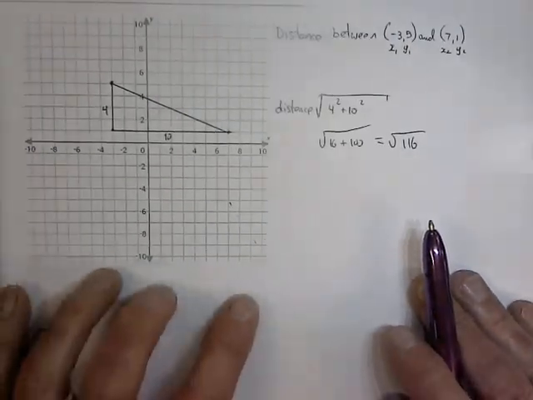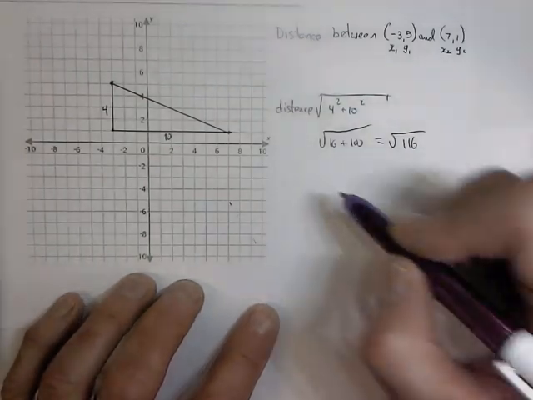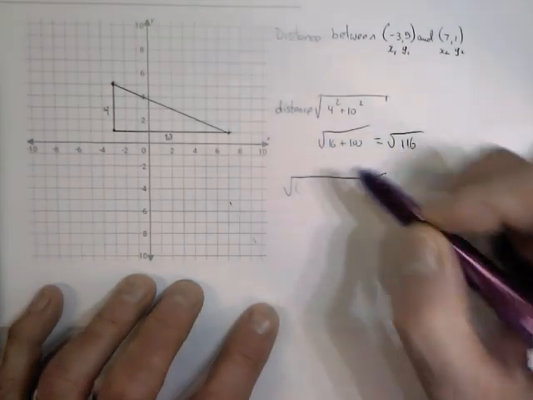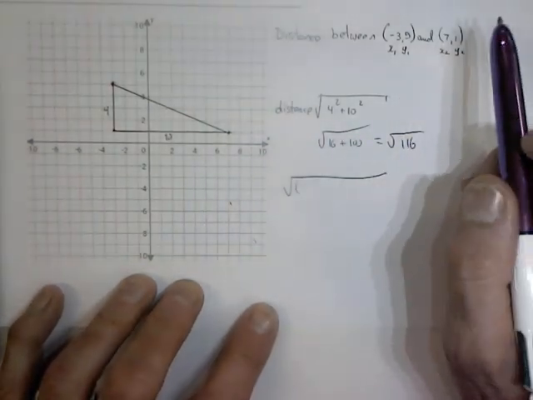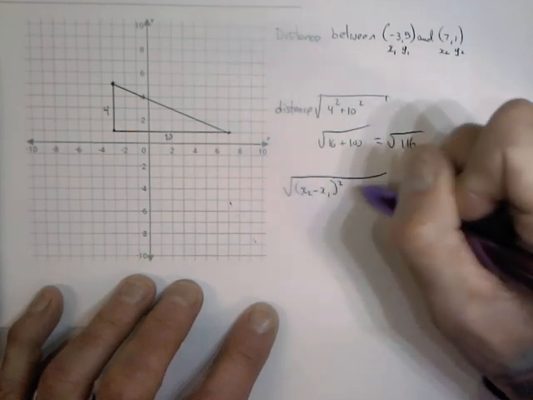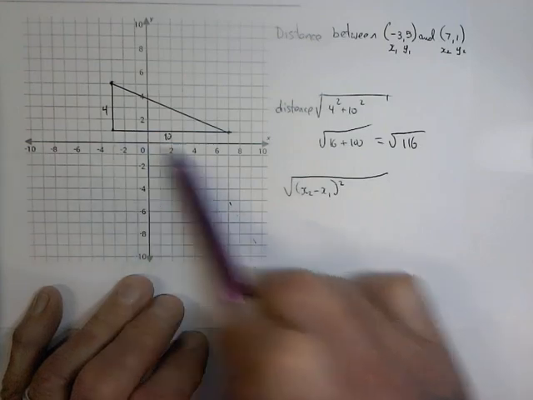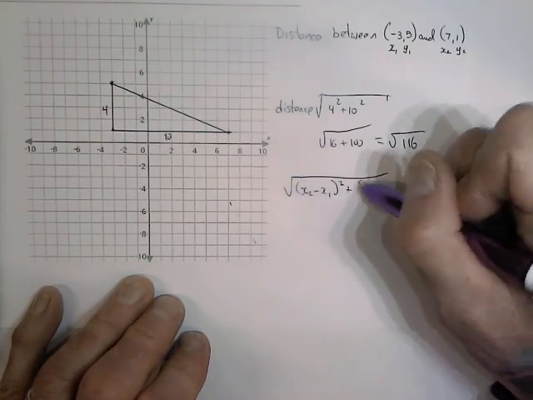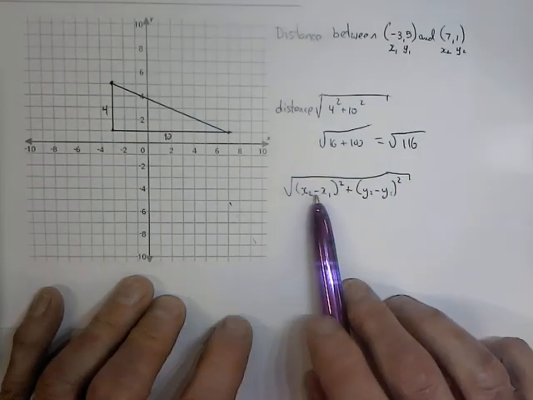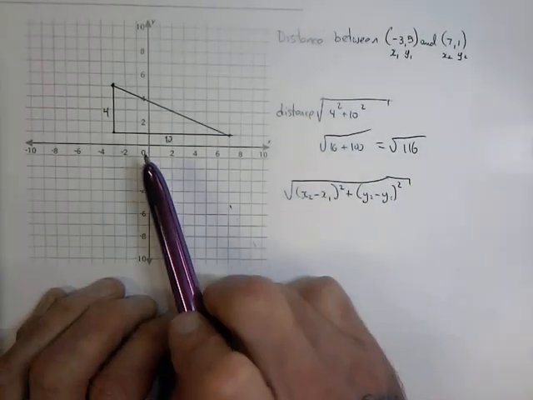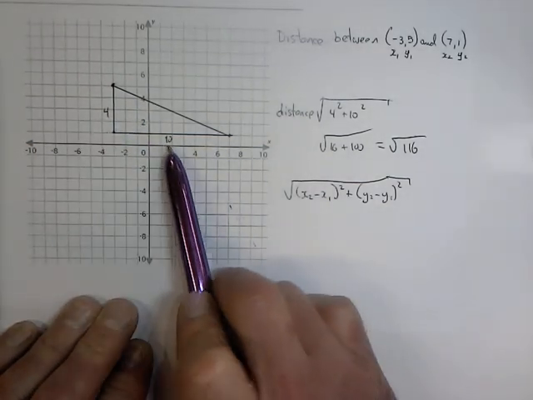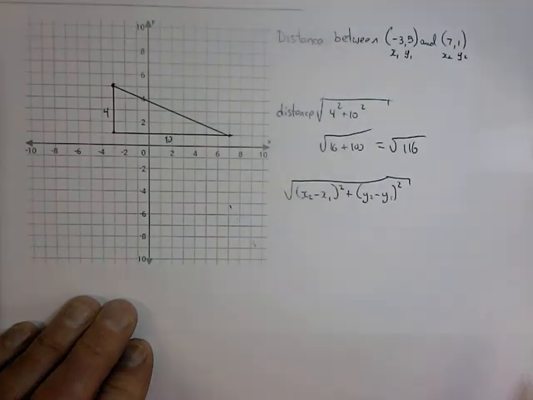And for those of us that like to use the formulas, the distance formula is going to be the square root of x2 minus x1 squared. So that x2 minus x1 was where the 10 came from, plus y2 minus y1 squared. If you'd like to use the formula, kete pai, go ahead and use it. But I think a lot of us are going to find making this right angle triangle, 4 squared plus 10 squared, square root it, and that's how we find the distance.